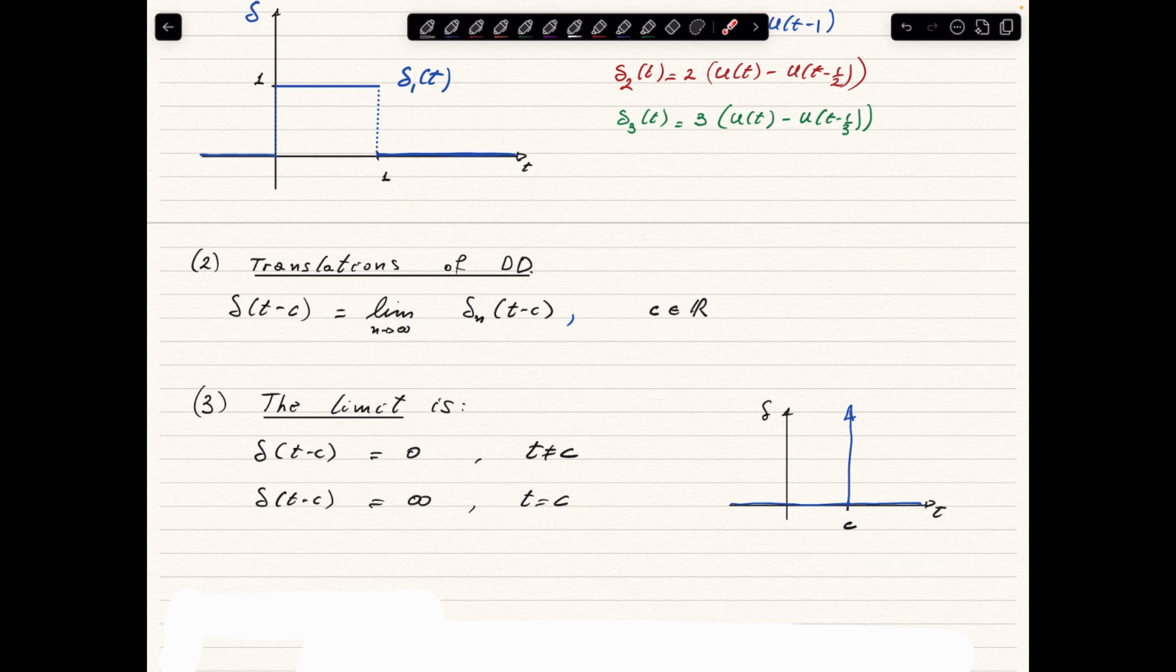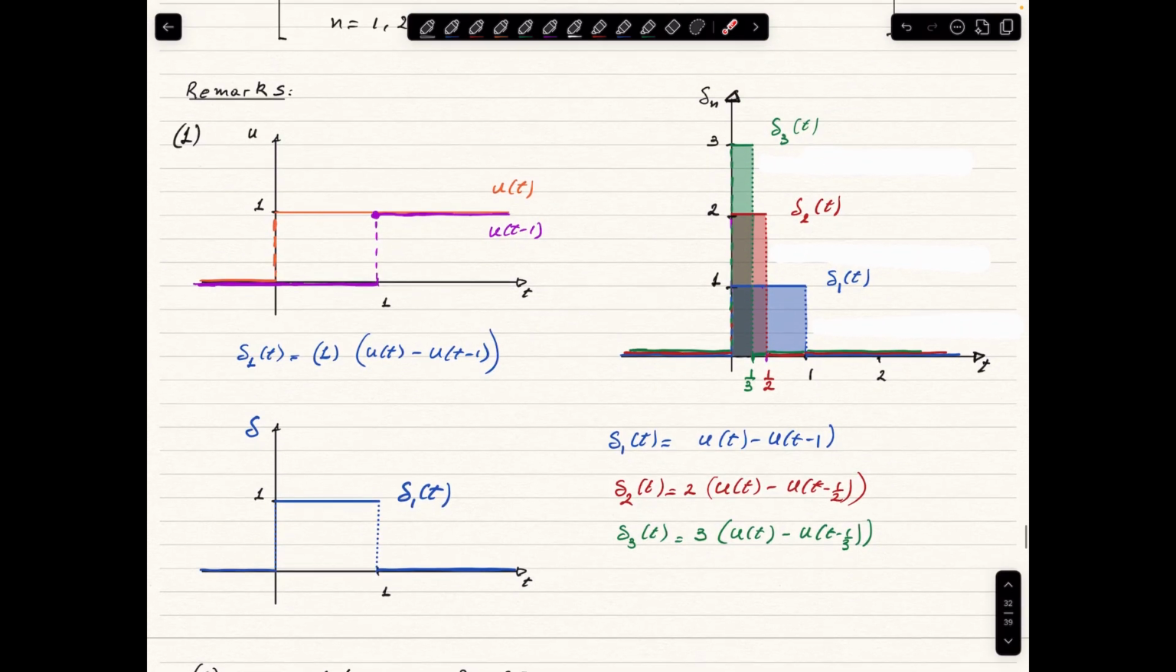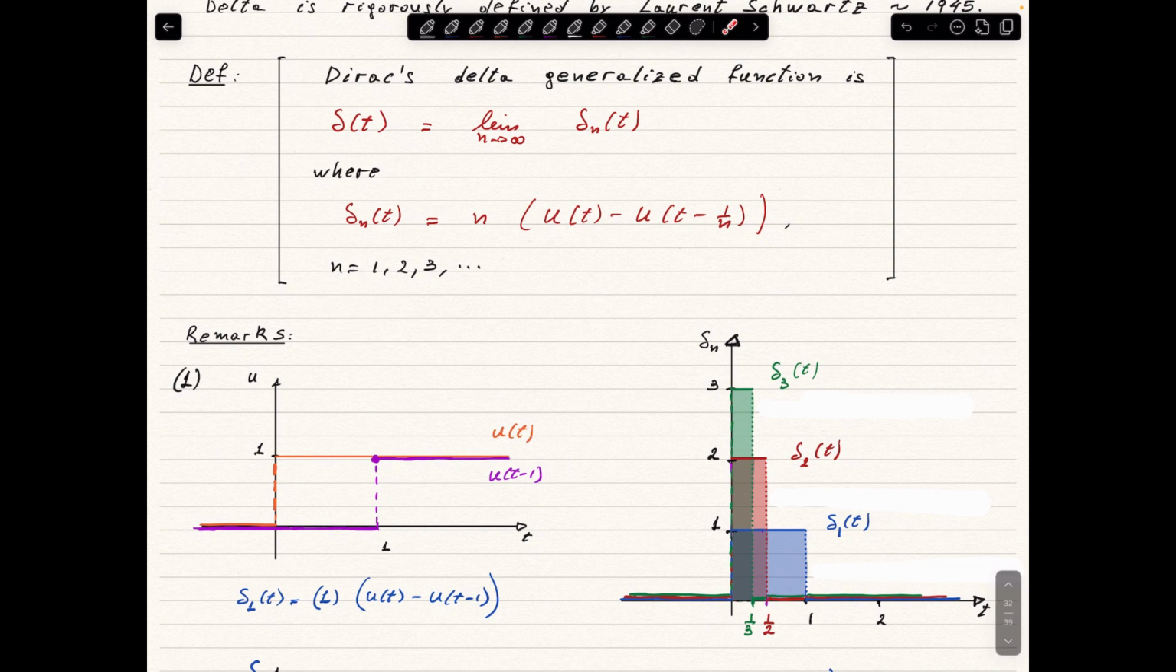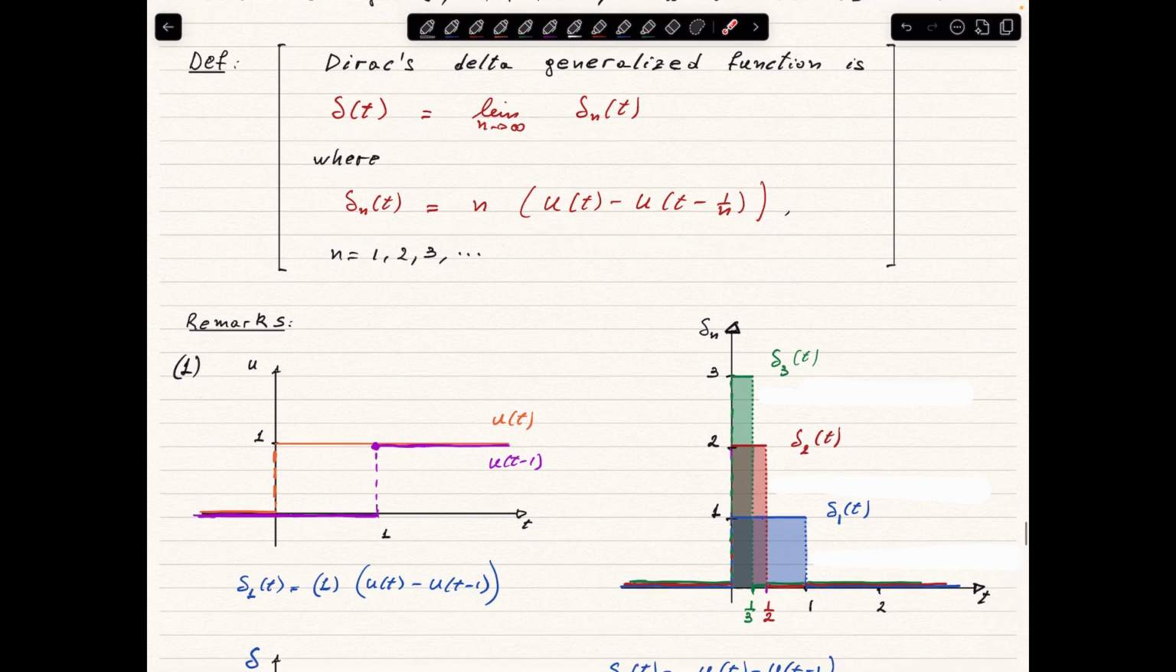What happens with that property? Do we have that property in the Dirac Delta? To see if we have that property or not, let's go back to the definition of the Dirac Delta as the limit of this sequence of functions, and here we have these functions again.